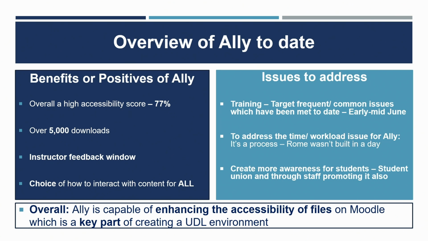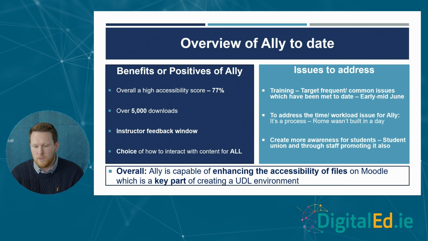Some of the issues to address: one thing would be training, to target the frequent or common issues which have been met to date, or issues staff highlighted in the survey. So that's something that can be addressed with some more training and even guides and so on. Another would be to address the time and workload issue for Ally. For the issues that are common, making sure that it's at least efficient for staff to be able to go in and make fixes to those.